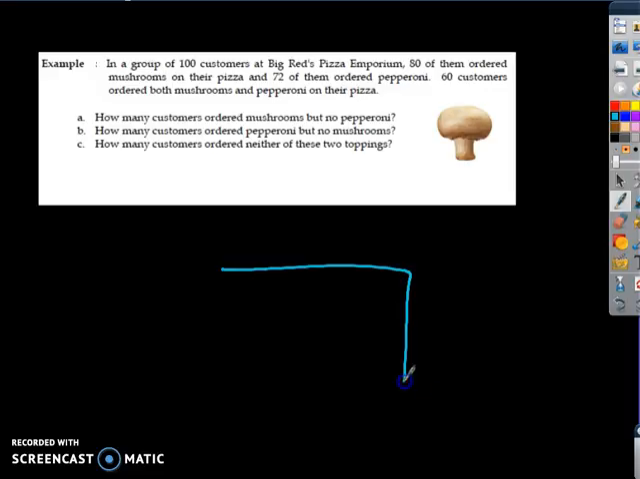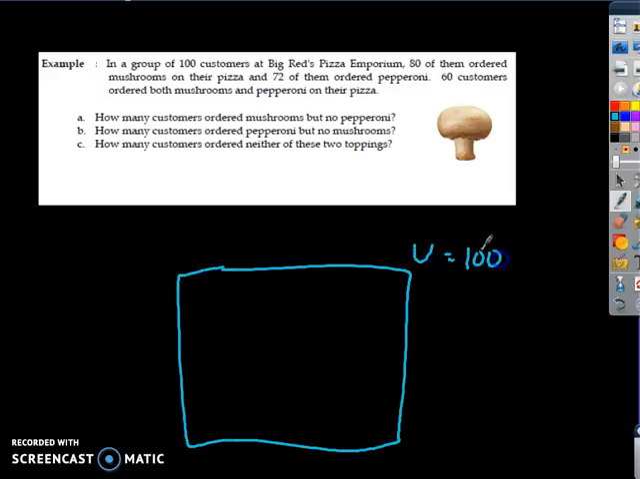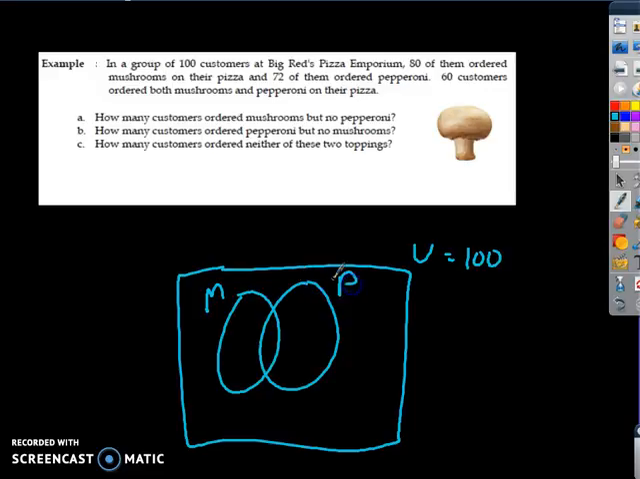All right, so here's my universe. In this universe, 100 customers. And these people order mushrooms, and these people order pepperoni. There's only 2 bubbles here. And it said the 60 people ordered both mushrooms and pepperoni. So that's true. If 80 had mushrooms, at least 20 people for that section of the bubble who had just mushrooms. At least 12 people, because 72 people ordered pepperoni left in that section.